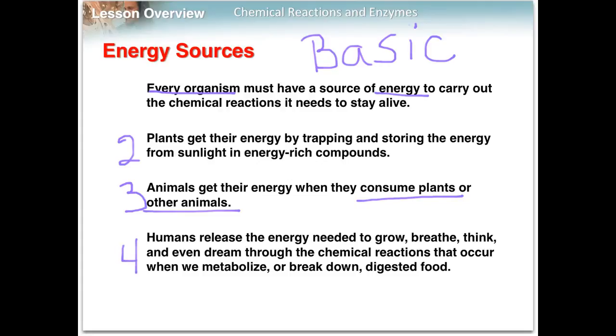Next, humans release the energy needed to grow, breathe, think, and dream through chemical reactions in our body. So when we consume food, we have a lot of chemical reactions that are taking place inside us to digest that food, and so we have to break it down into individual molecules, that is, into smaller parts, and then in our cells we're going to recombine those molecules in order to make cells that are of our body and not of the plant or animal from which we are getting that energy.